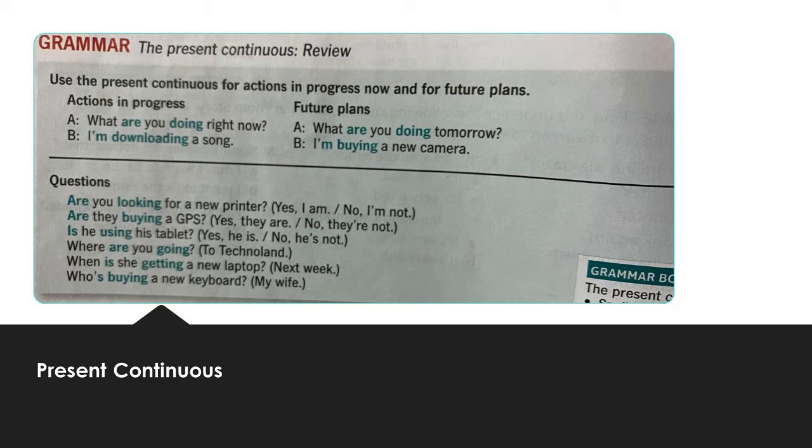So for example, we have here an action in progress that says, what are you doing right now? The answer is, I am downloading a song. Or another example: what are you doing now? Your answer could be, I am paying attention, or I am paying attention to my teacher, right? Or to a class or something like that.